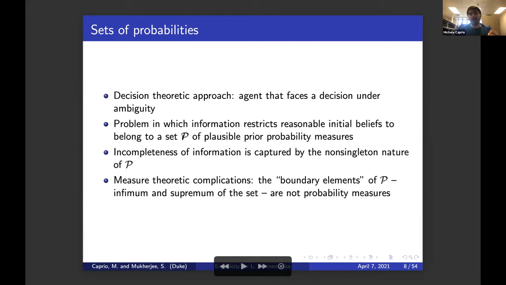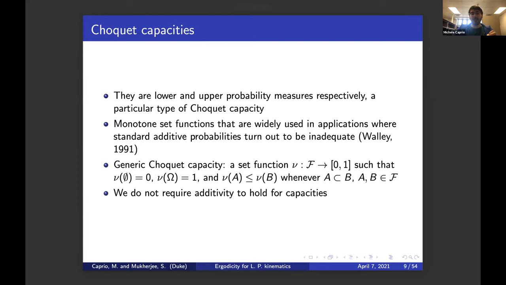let's say, hides some measure theoretic complications in that the boundary elements of calligraphic P, that is, by boundary elements I mean the infimum and the supremum of the set, are not probability measures, but rather they are lower and upper probability measures that are a particular type of Choquet capacities. And these latter are basically set functions that are used in applications where standard additive probabilities are inadequate. And this book by Wally in 1991 is the go-to book when it comes to Choquet capacities.